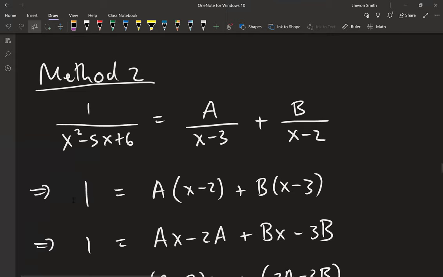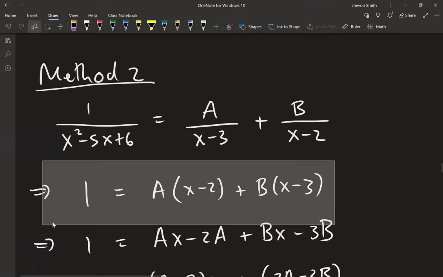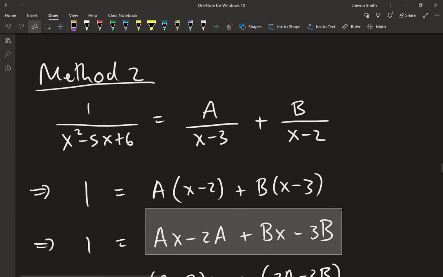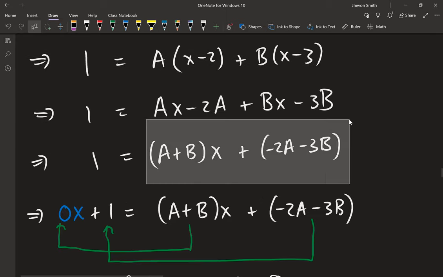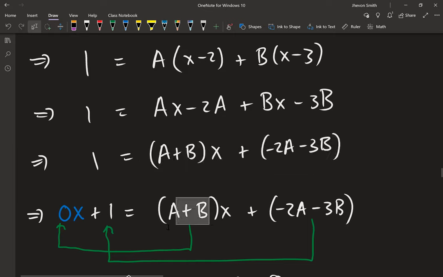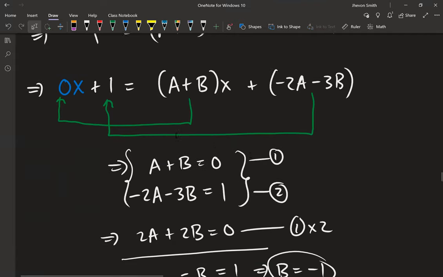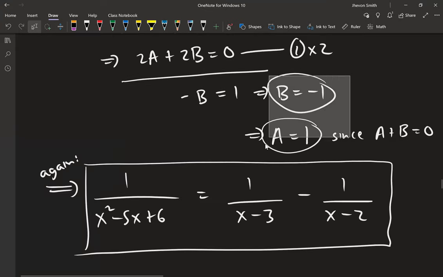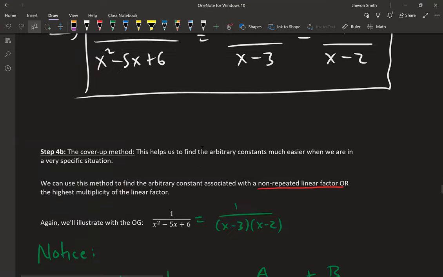Method two is to, again, multiply both sides by the denominator on the left to get this situation. However, you now expand the right side, you group like powers, and then you compare coefficients on both sides of the equation. The coefficients for powers of x on one side must be equivalent to the coefficients for the same powers on the other side. That way you can end up with a system of equations that you can now solve for the values that you want.